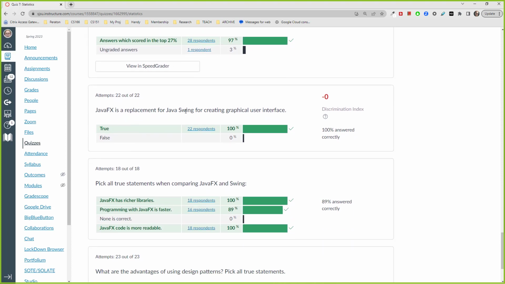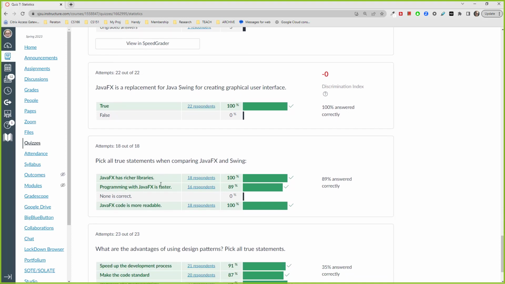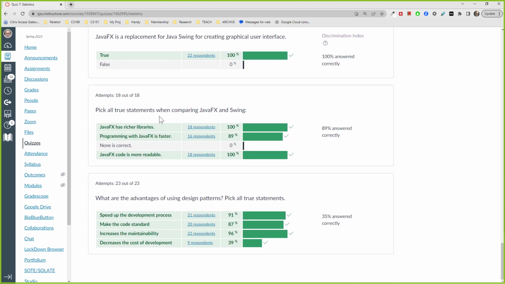JavaFX is a replacement of Java Swing. Yeah, 100% very good. Pick all true statements when comparing JavaFX and Java Swing. JavaFX has richer libraries, very good. Programming with JavaFX is faster, and JavaFX code is more readable.